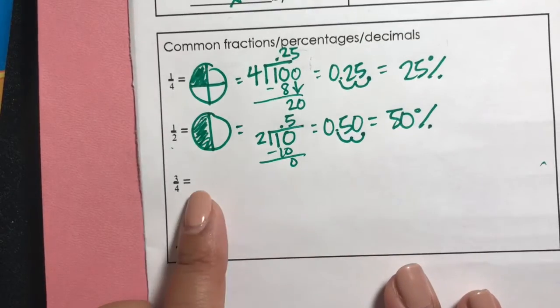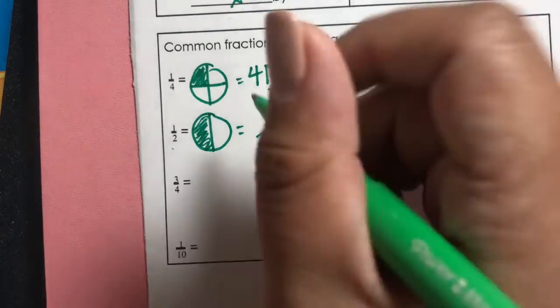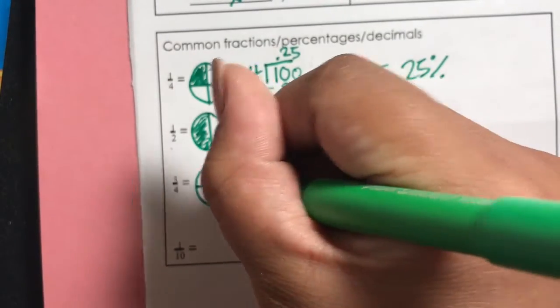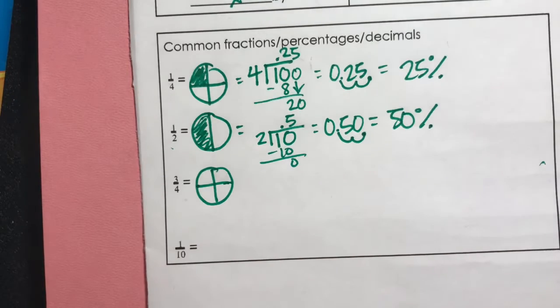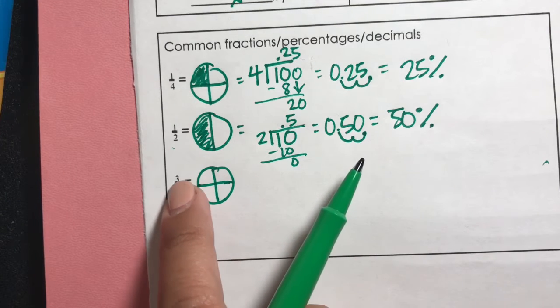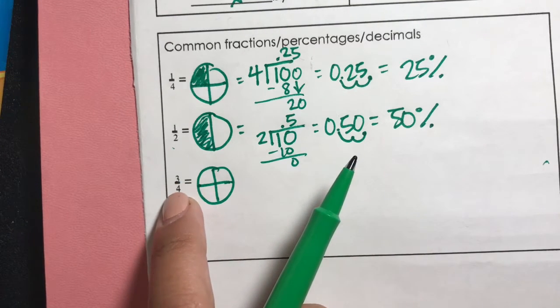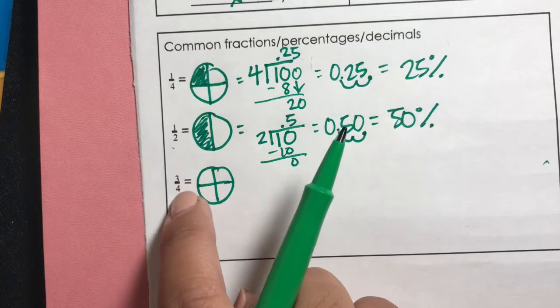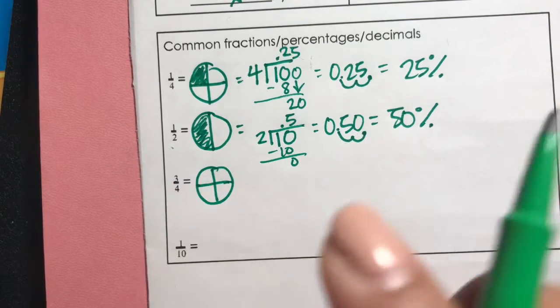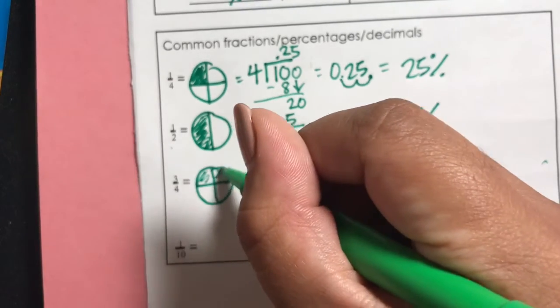Now 3/4. If you divide our pizza, and I always keep saying pizza because that's how I learned it, and that's how a lot of you probably learned it. We have a pizza here. We divide it into fourths because that's how many pieces it is divided into. So it's 4 parts. 4 parts makes 1 whole, and then we shade in 3 because it's 3/4.